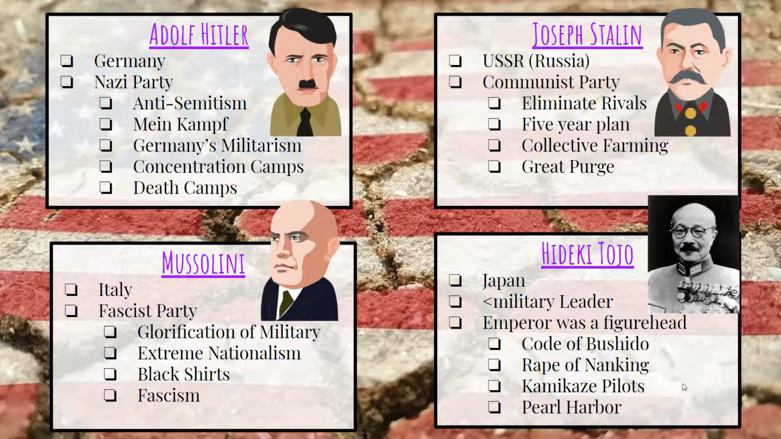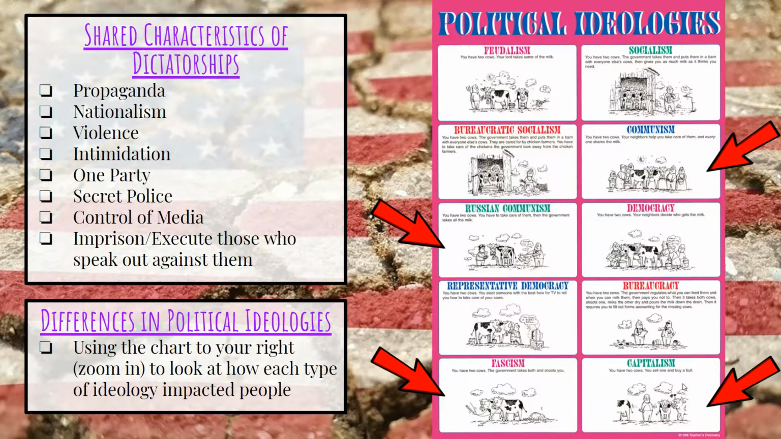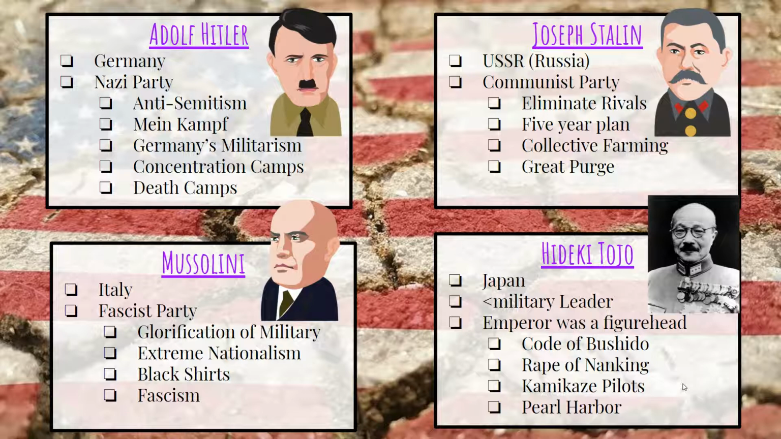Okay, then there's a great purge to get rid of any Western ideals, such as anything like Americans' beliefs, such as democracies. You have Mussolini, who kind of got all this started and inspired Adolf Hitler. His country is Italy, and he believes in that fascist party. He wants glorification of the military. He wants extreme nationalism. He creates his police group known as the Black Shirts, and his idea of fascism is how he's going to control the state.